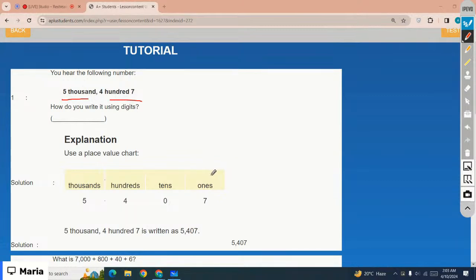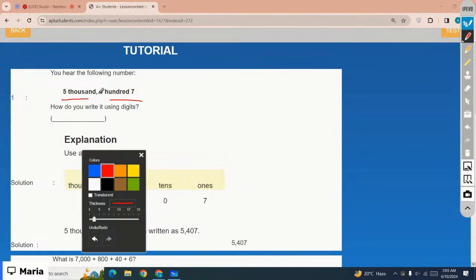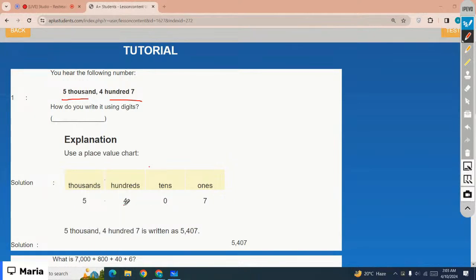The rightmost digit is always the ones digit. Then you have the tens, then you have the hundreds, and then you have the thousands. You are given five thousands. That means the digit that is at thousands place is 5. 400, the digit that is at the hundreds place is 4. 7, that means you're not given the tens, right? So the tens digit would be 0, so that is 5407. You can write it like this, 5407. Got it?